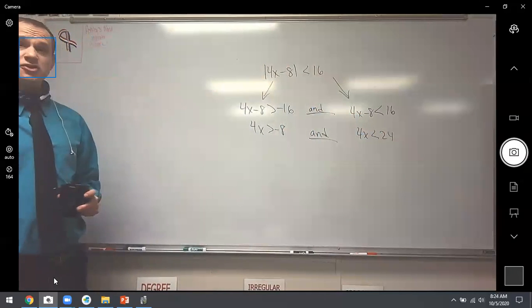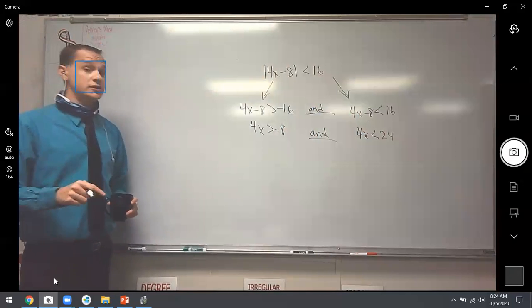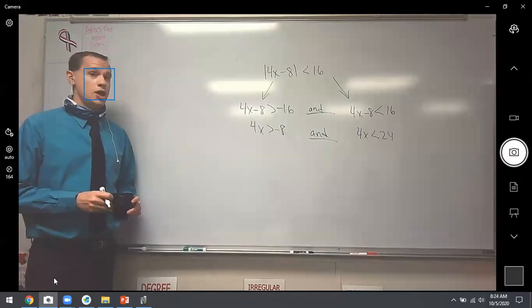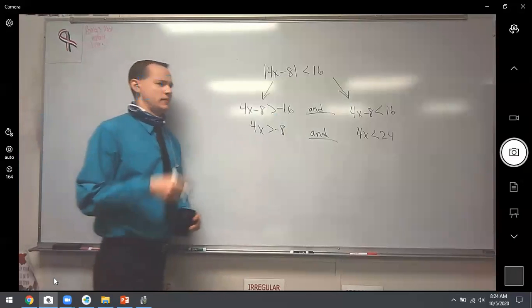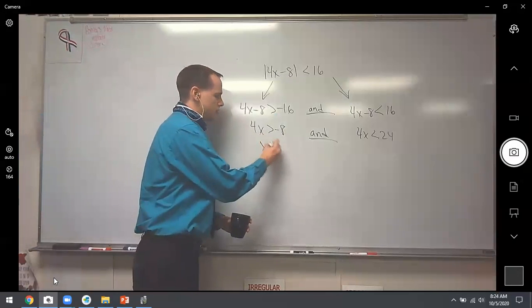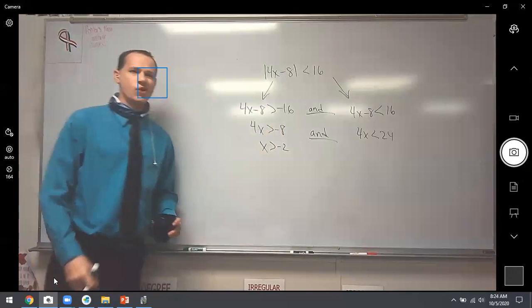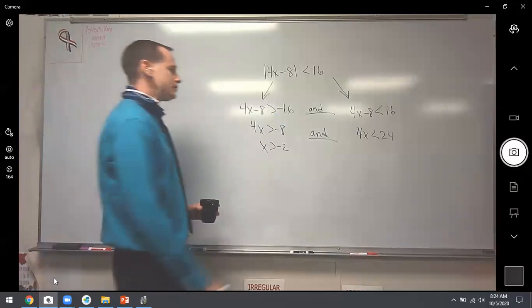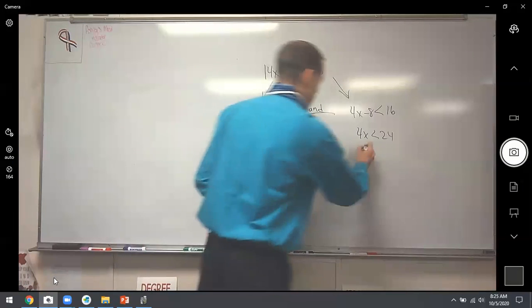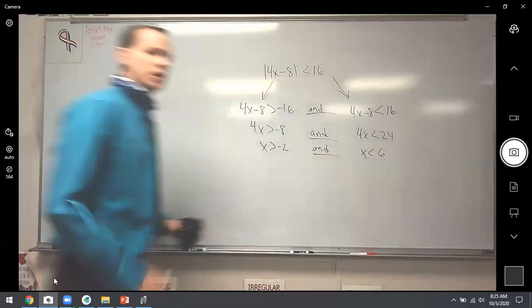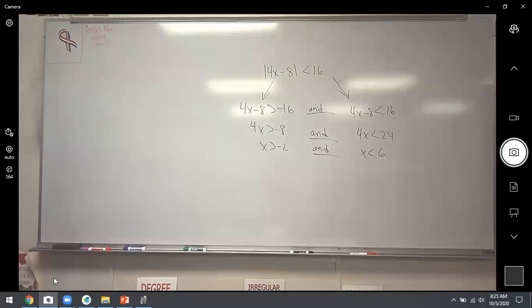And dividing both these equations by 4, I'm working with inequalities. Do I need to flip it? No, because you're dividing by a positive, right? But always be thinking about that. Don't forget that little thing. So here, one of them says x has to be greater than negative 2. And this equation says that x has to be less than, when you divide by 4, 6.